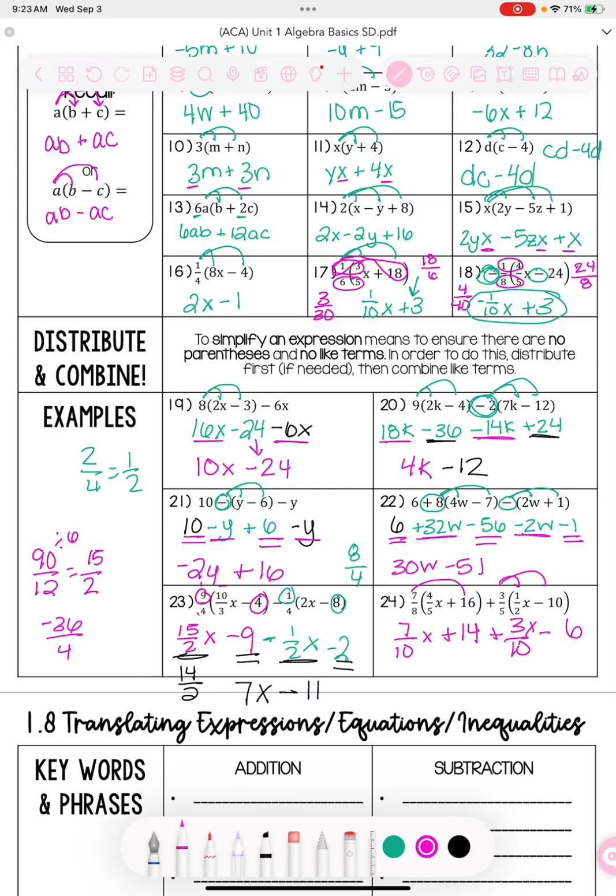Okay, so now we're going to put like terms together here and here. 7/10 and 3/10 is 10/10, which is just 1x. And then these are going to subtract to give us a positive 8. Okay, and that is distributing and combining like terms.